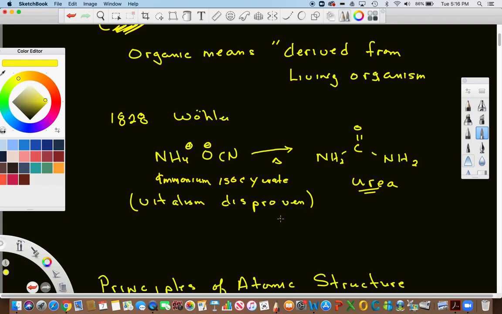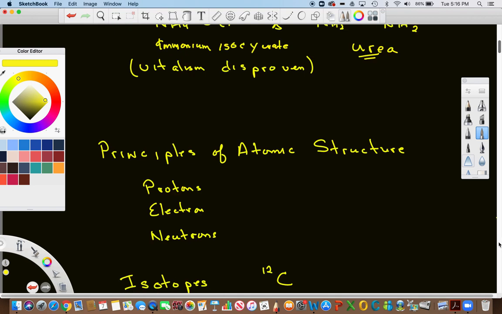Vitalism does exist today for those who believe in natural plant-derived vitamins and flavoring and compounds. But compounds can also be synthesized. That's a discussion for probably another day, probably a whole semester.